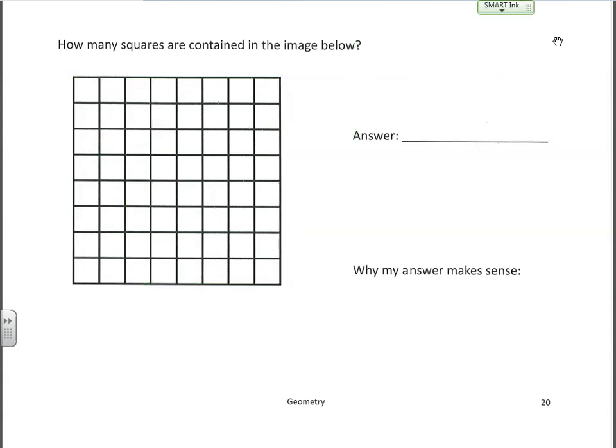Okay, but here's what I advise you to do. Start with the number of 1x1 squares, right? Because that's easy to count. It's just 8 across, 8 down. There are a total of 64.